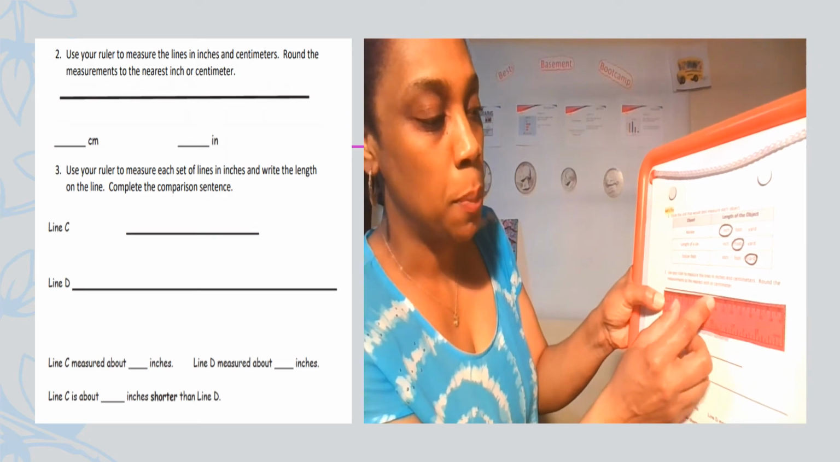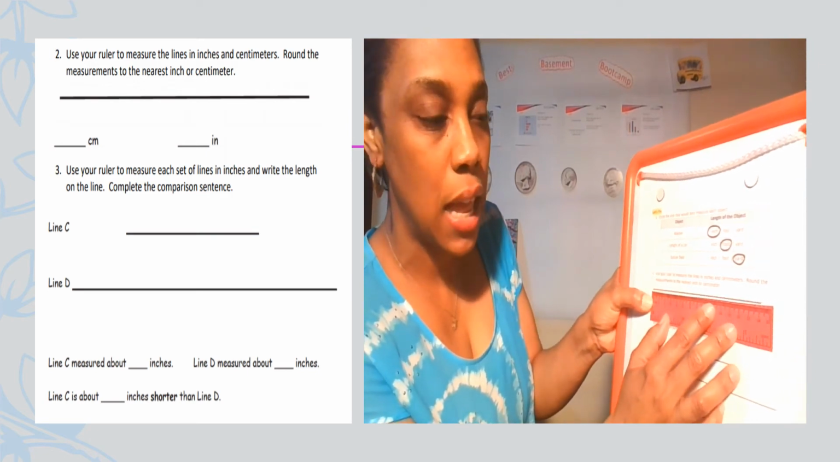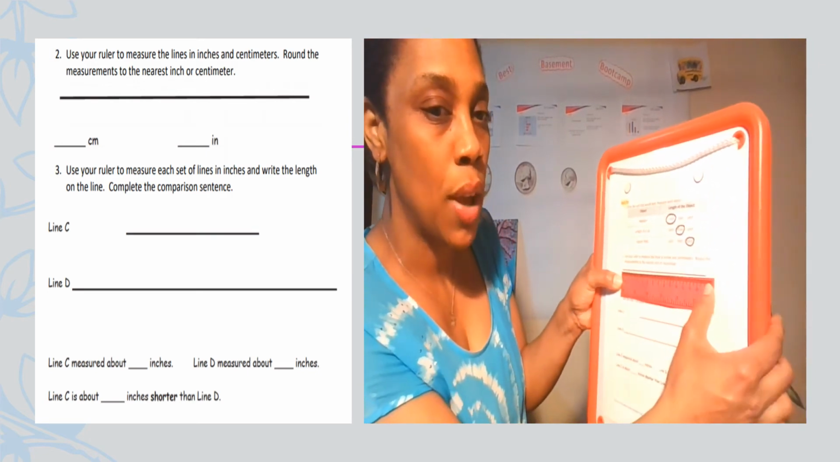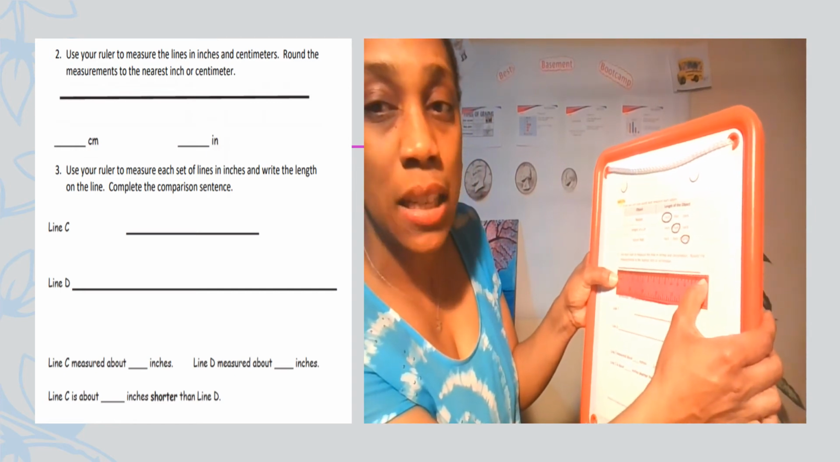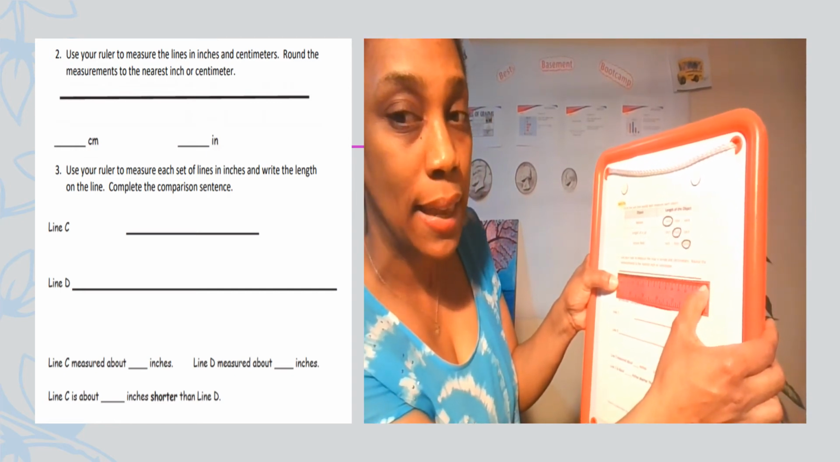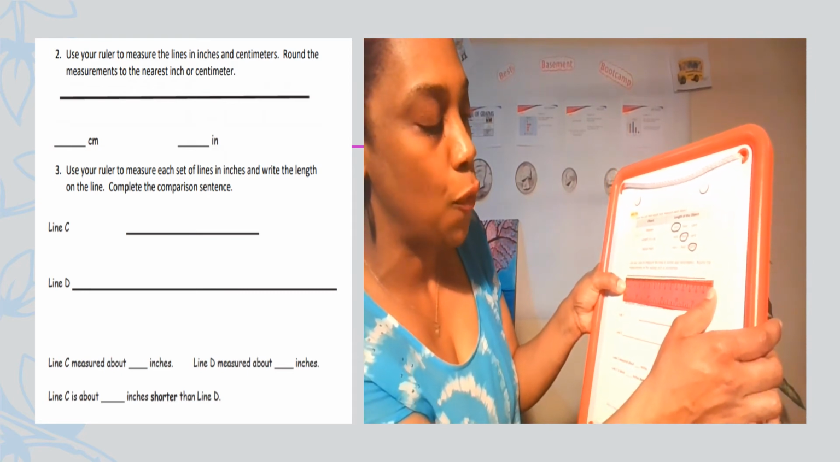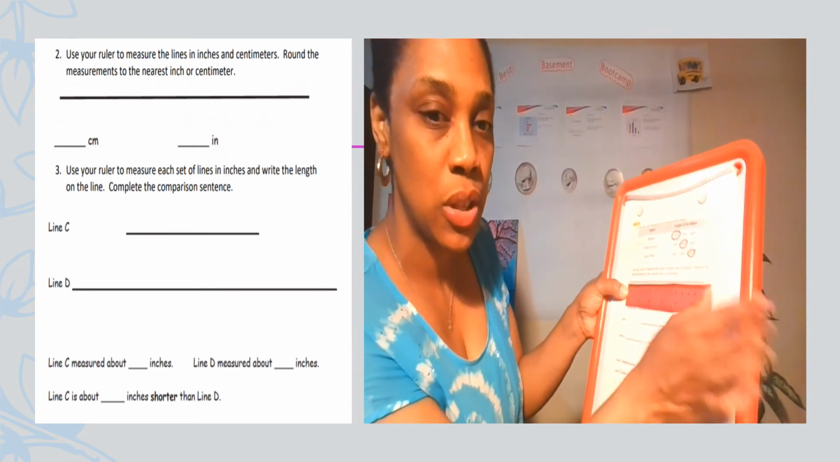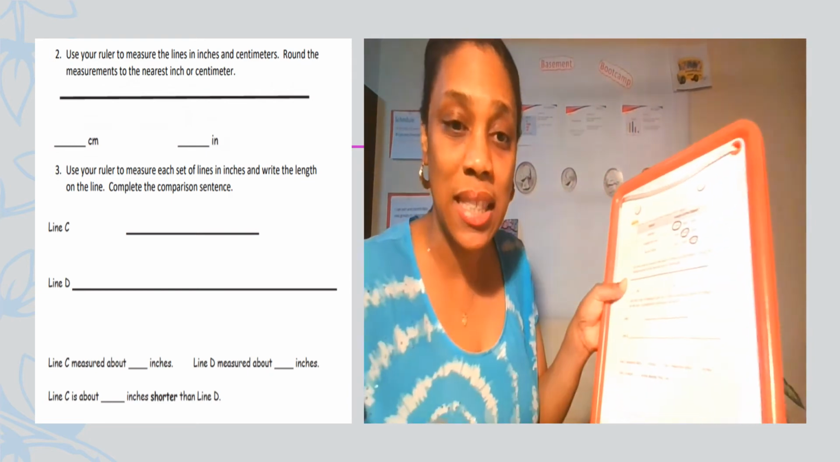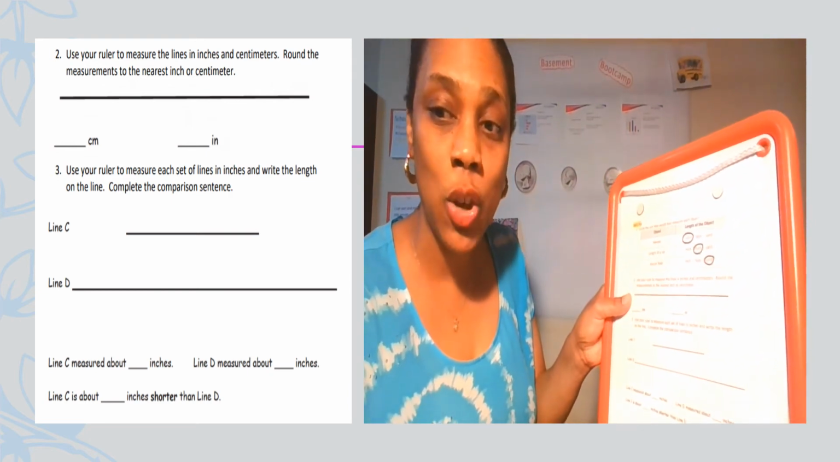Remember, I'm going to put the 0 at the start of the line, and I'm going to look at the end of the line to see how far away it is. So it stops at 14, a little bit over 14 centimeters. So this line is 14 centimeters. I'm going to write it on my recording sheet.